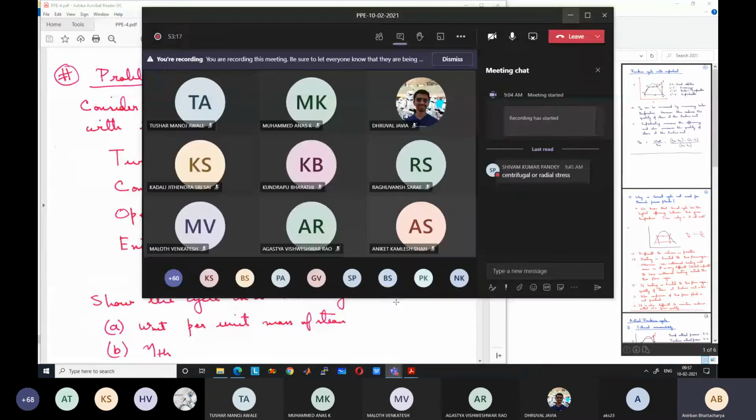So meanwhile, within the break, I will also scan some more pages. Yes, we will continue after the problem also.